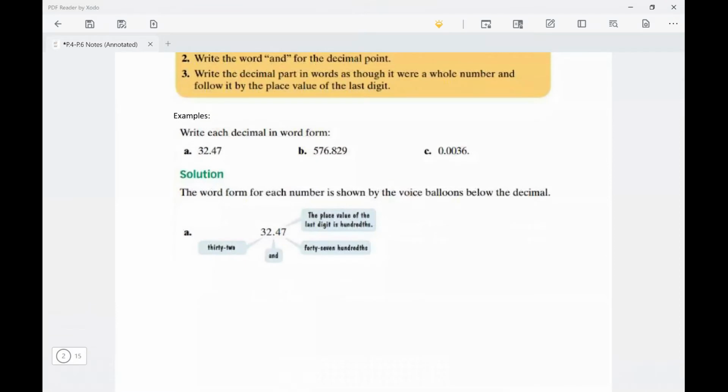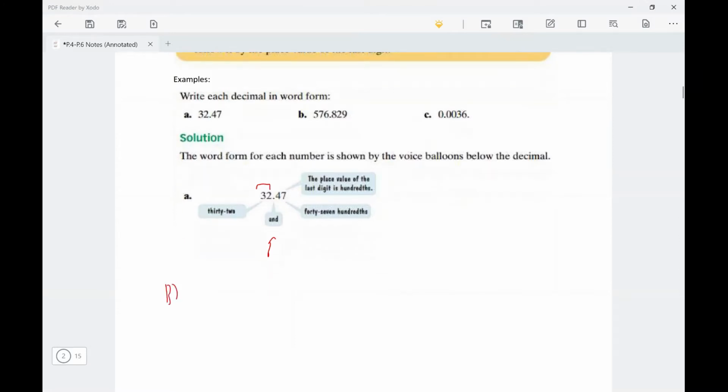So we're going to look at the first one, right? We have 32 as our whole number. Then we use the word and for our decimal point. And then we have 47, and look, it ends in the hundredths place. So we say there's 47 hundredths, okay?